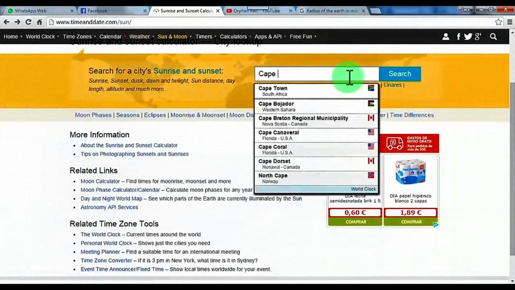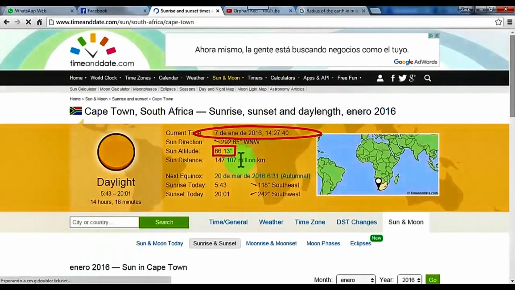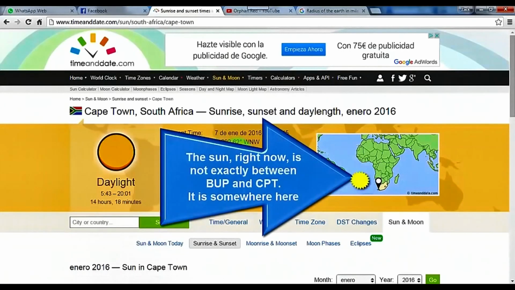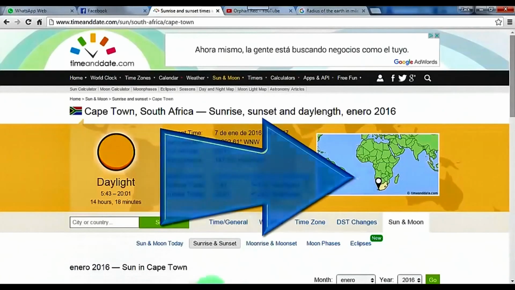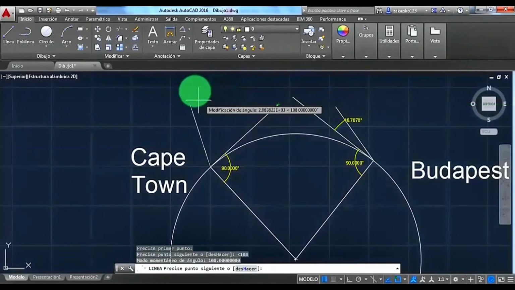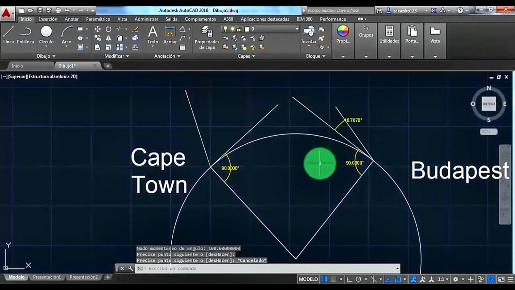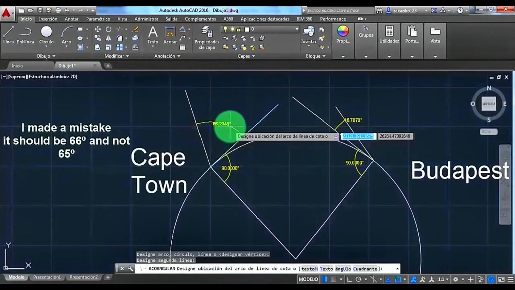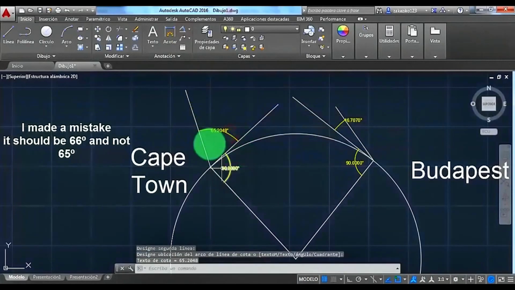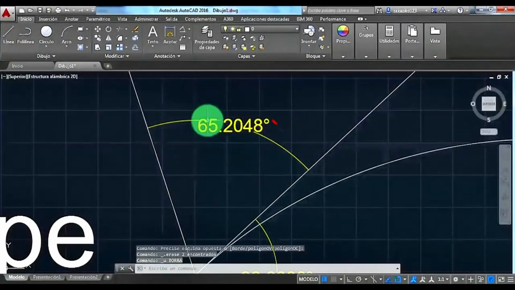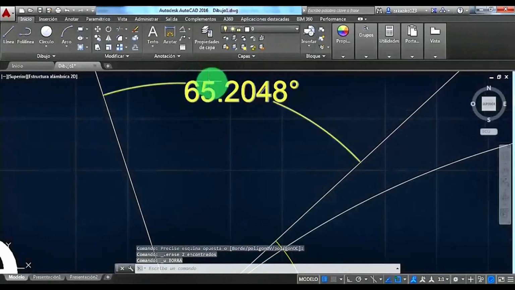Now let's see Cape Town. 66 degrees. Please bear in mind that Budapest is 1 hour behind Cape Town and that the sun right now is not between them, it's somewhere above the ocean, but that's not going to make a big difference. Now let's draw the angle in AutoCAD. Oops, I made a mistake. It should be 66 degrees and not 65. Let us check the website just in case. Okay, it has changed to 65. Good. So I'm just going to leave it like that.